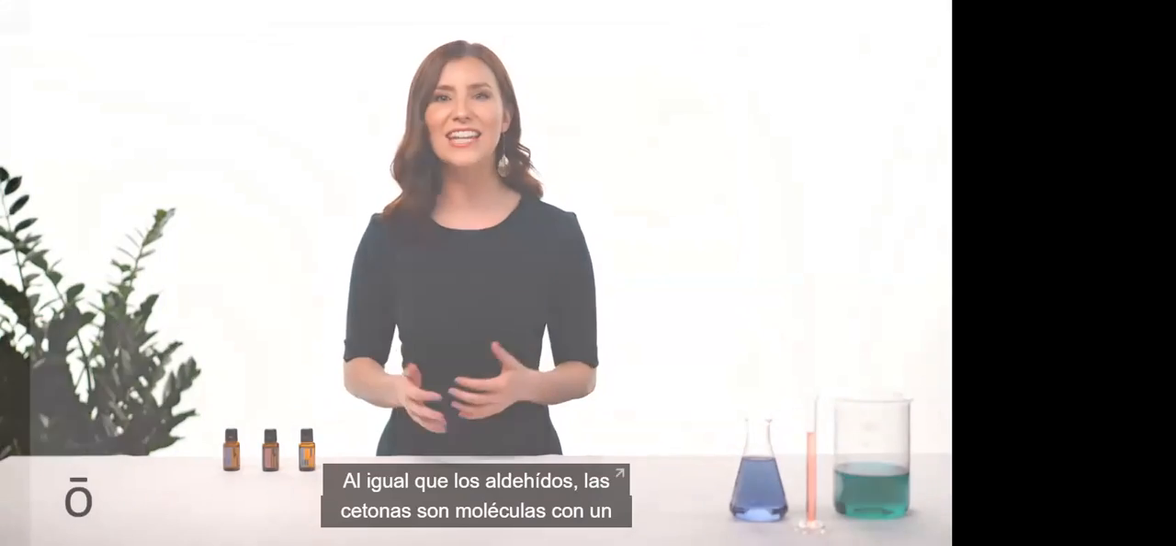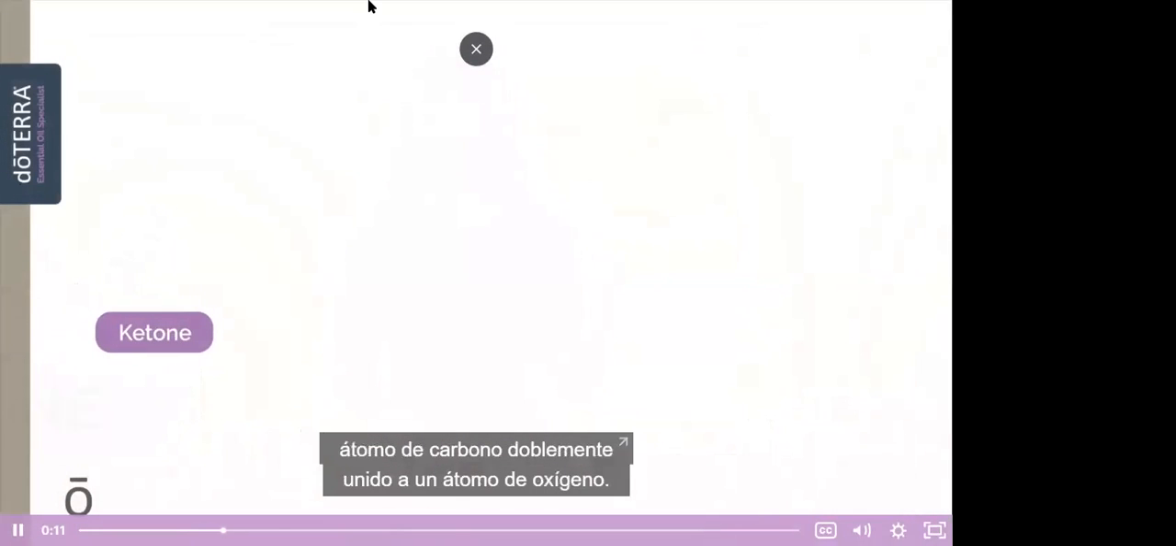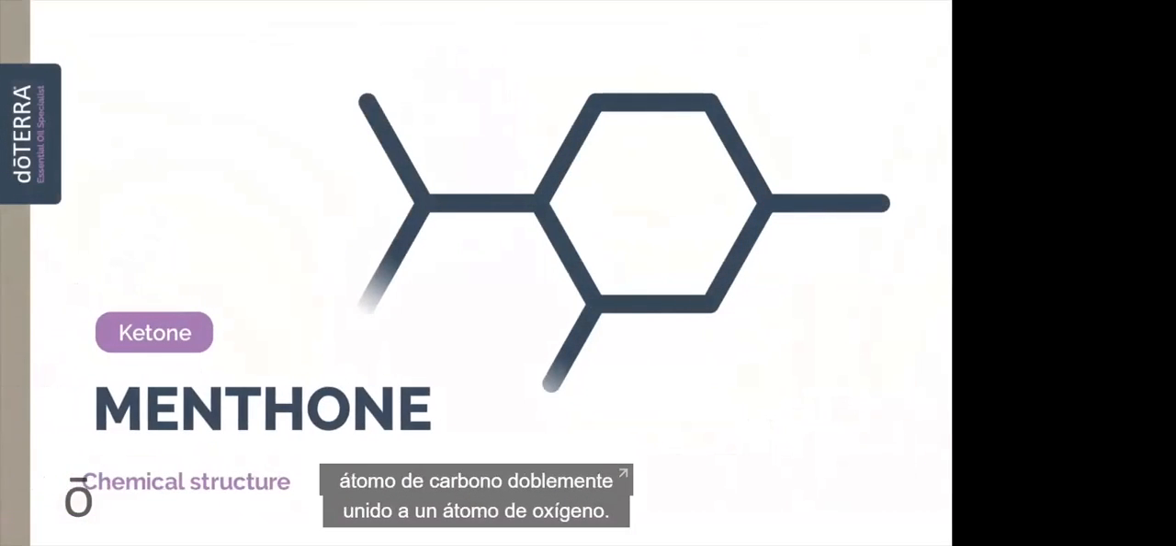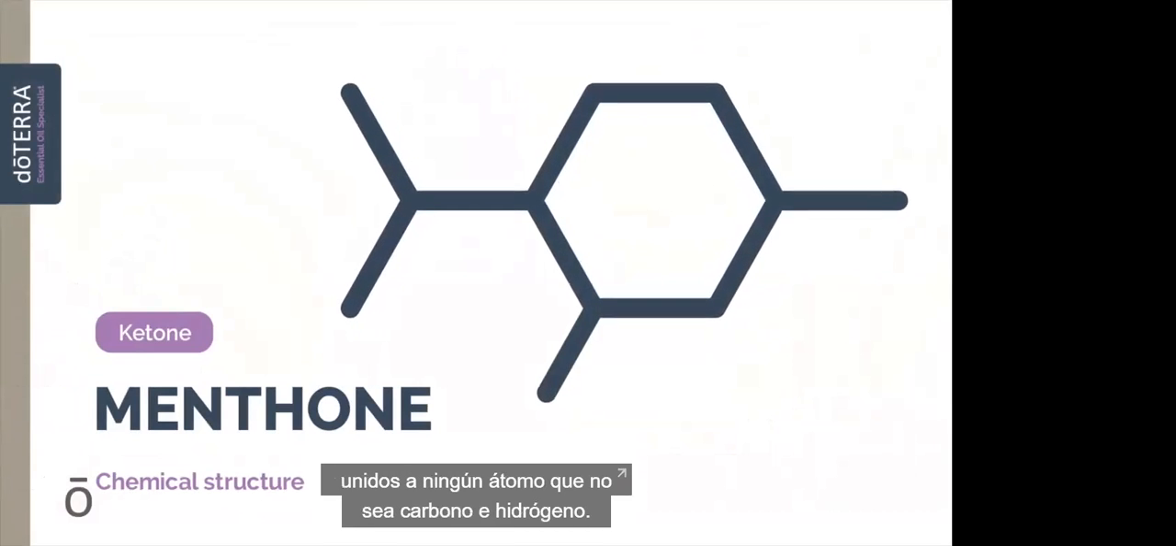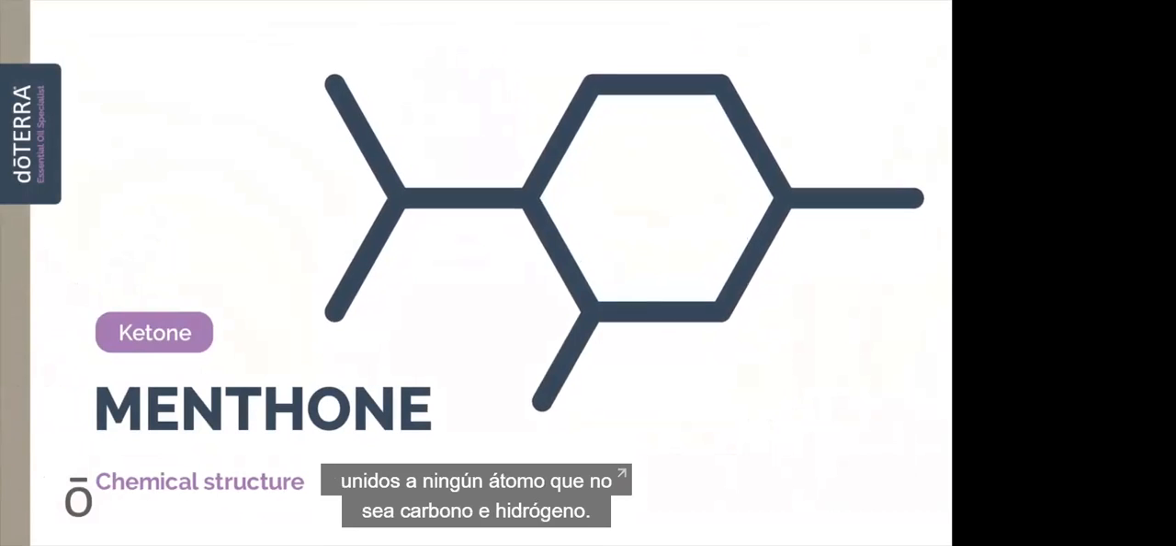Similar to aldehydes, ketones are molecules with a carbon atom double bonded to an oxygen atom and the carbon atoms flanking this carbon, not bonded to any atoms other than carbon and hydrogen. Most ketones end in -one. Examples of ketones include camphor, carvone, davenone, jadamazone, leptospermone, menthone, muscatone, and rotundone.